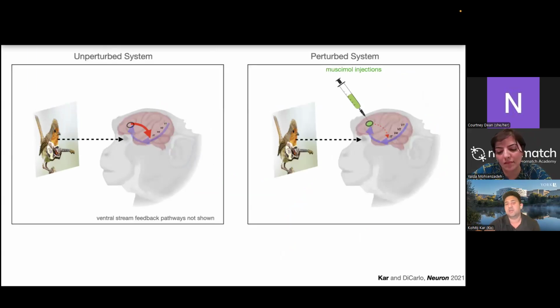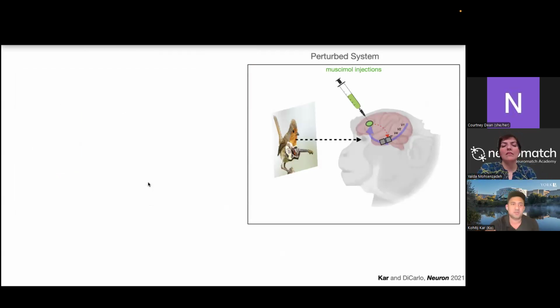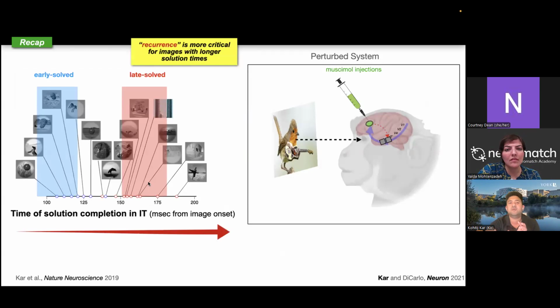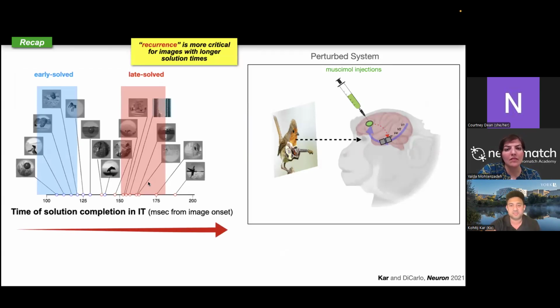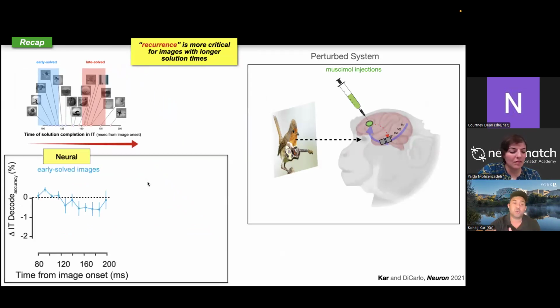And we ask, what happens to the previous experiments that we just did? So we implant arrays again in IT, and we ask the monkey to do the same behavior, but now under two conditions, the perturbed and the unperturbed condition. We had a previous hypothesis that late solved images may be more influenced by this recurrent signal, so maybe they will be more affected by the muscimol injections in PFC.